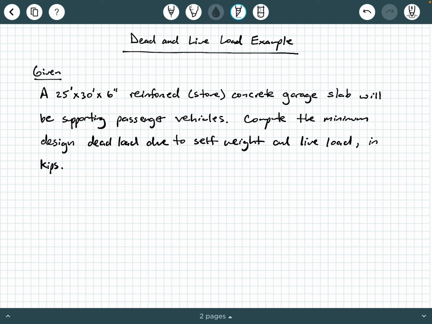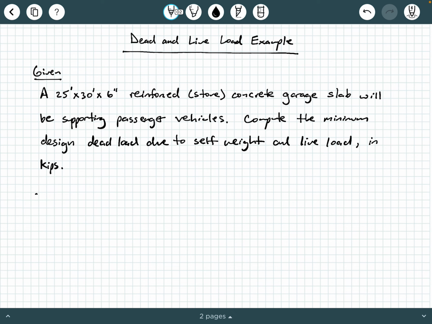So we are told that a 25 foot by 30 foot by 6 inch, and you can assume that's the thickness, reinforced stone concrete garage slab will be supporting passenger vehicles. So this is maybe a slab of a garage for a house. And then we're being asked to compute the minimum design dead load due to self-weight and live load in kips, okay?